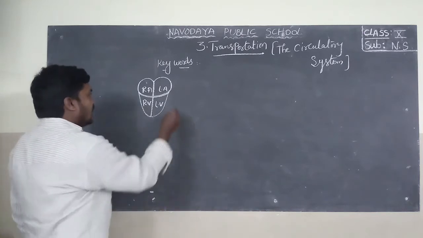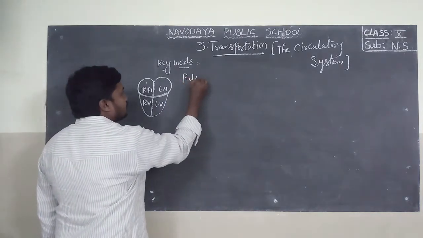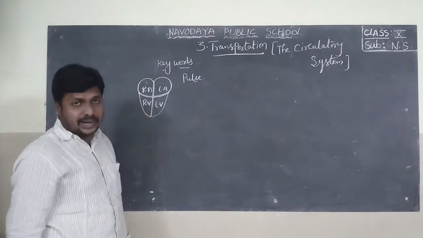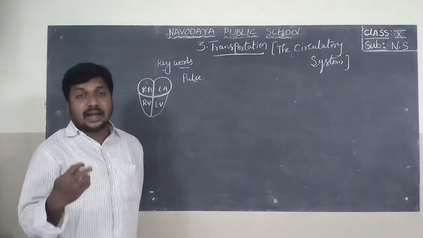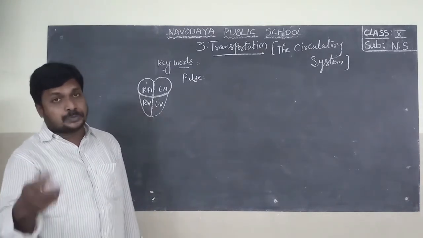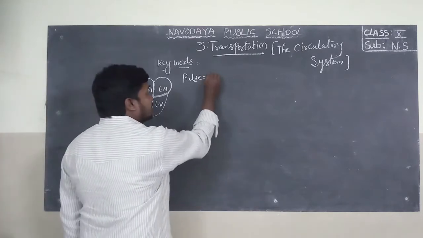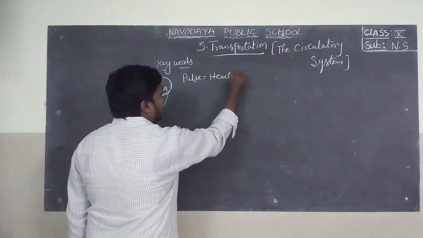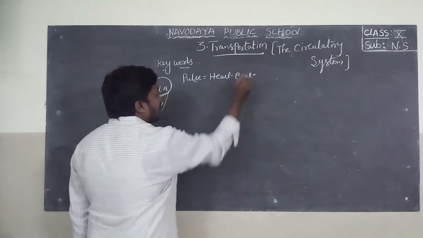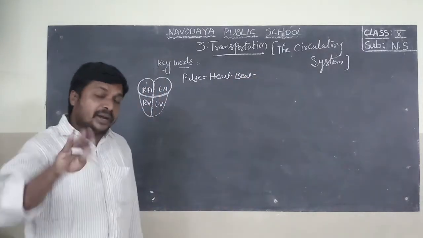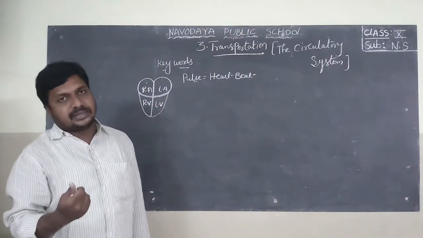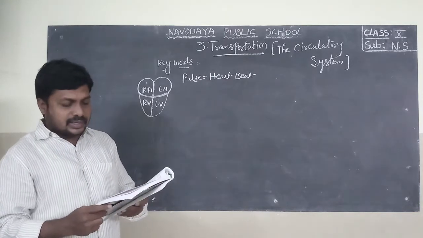Fourth keyword, pulse. Pulse means when the heart pumps, the blood enters into the artery with some pressure. Do you know, children? Pulse rate is equal to heartbeat. Already I explained: when pulse rate increases, heartbeat also increases. When pulse rate decreases, heartbeat also decreases.